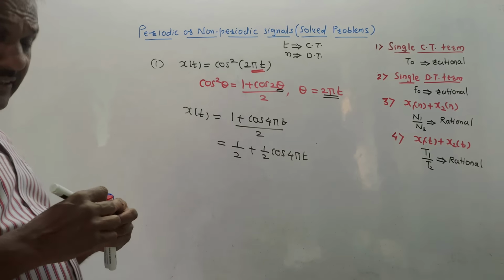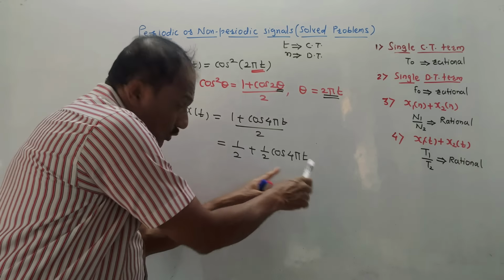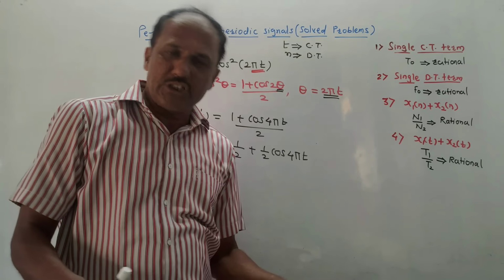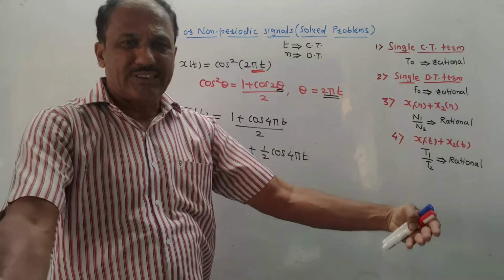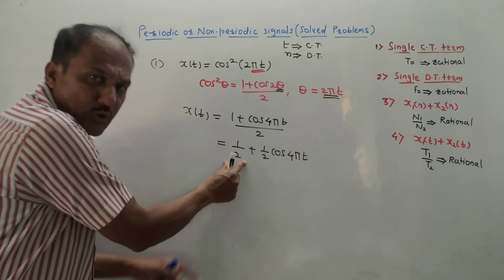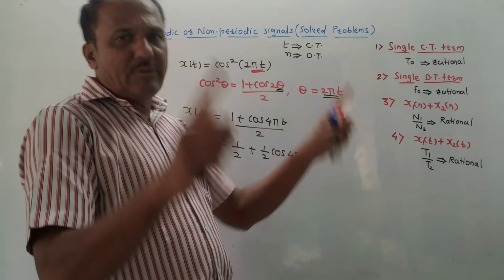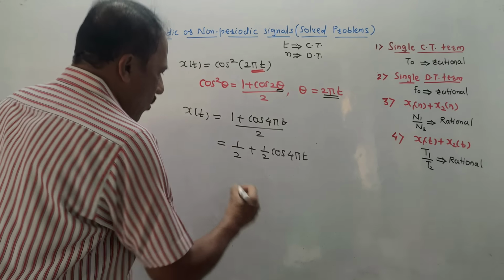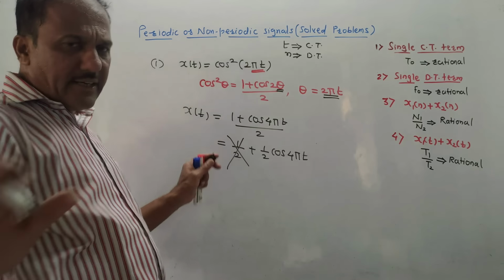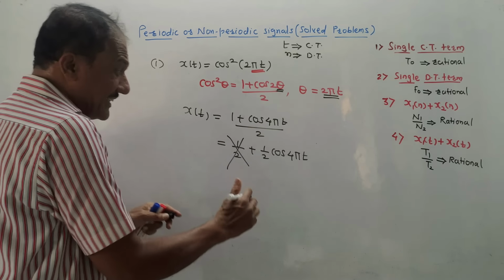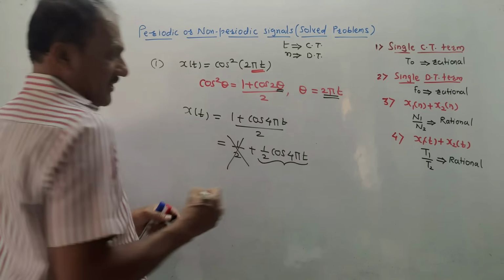Now, don't get confused. There are two terms, but to check the periodicity, the signal must be in terms of sine or cosine. The first term is 1/2, which is a constant term. Strictly, when you are solving numericals on periodicity, avoid the constant term. Directly neglect the constant term. It's of no use for periodicity. So consider that we have only this equation.